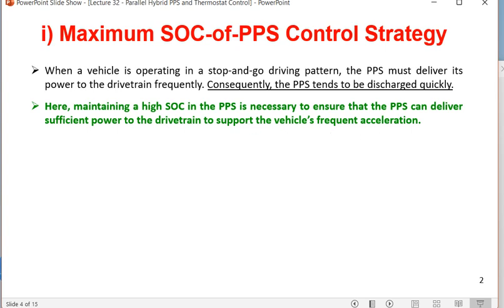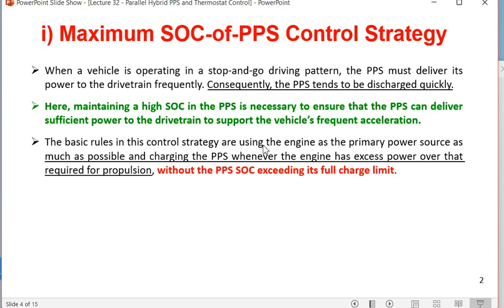So there are two things coming. One is that the PPS is getting discharged when the car is being taken through the city. When the PPS gets discharged, the responsibility comes on the primary source, or engine, to recharge the PPS, because whenever the next high demand comes, the PPS should be prepared to supply the bumper power to the vehicle. So maintaining a high SOC in the PPS is necessary to ensure that the PPS can deliver sufficient power to the drivetrain to support the vehicle's frequent acceleration.